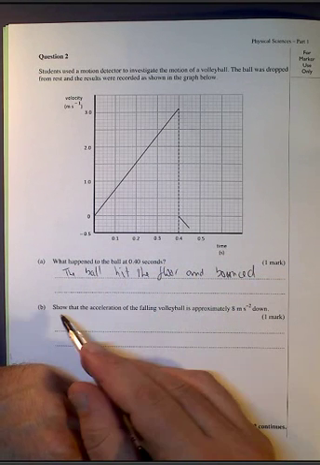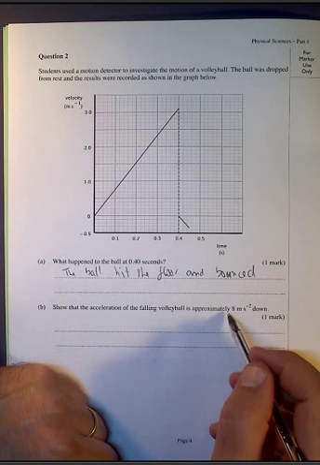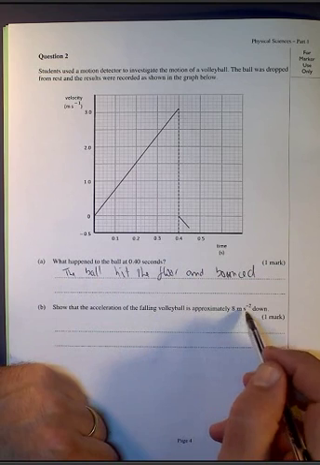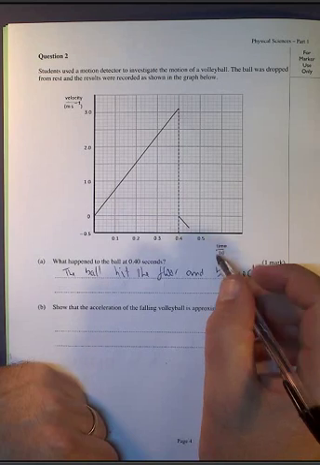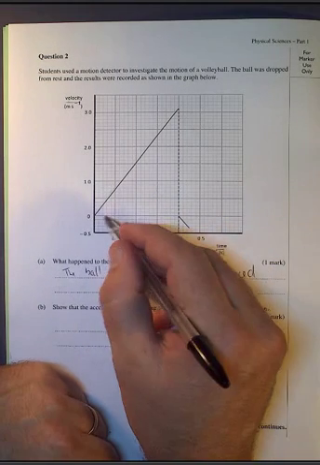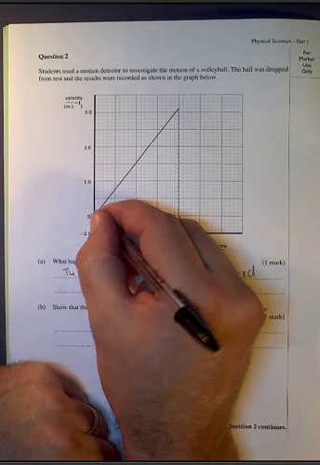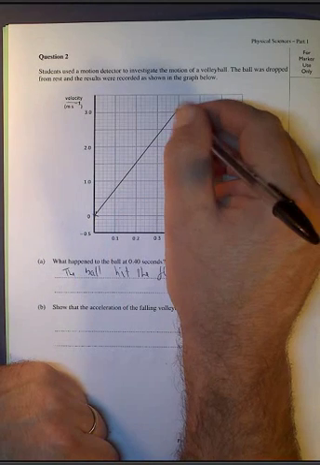Show that the acceleration of the free-falling volleyball is approximately 8 meters per second squared. So we've got a velocity versus time graph. And to find the acceleration from a velocity versus time graph, you find the slope of the graph. So we've got 2 points there. What have we got there?